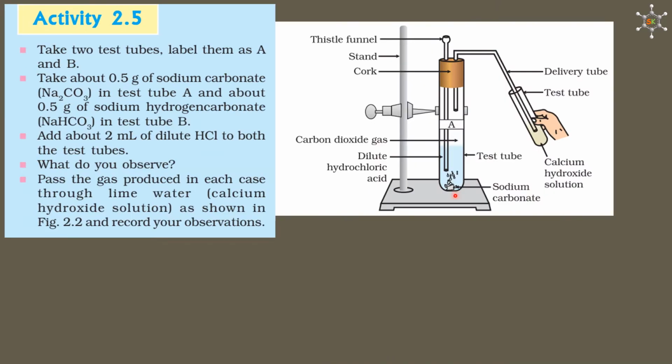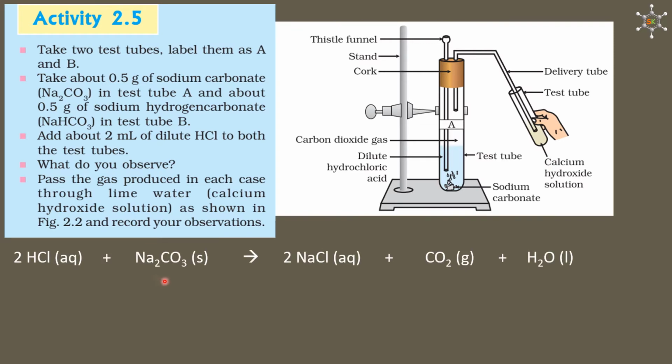In activity 2.5, we are supposed to take sodium carbonate and sodium hydrogen carbonate salt in 2 separate test tubes, and we are supposed to add dilute hydrochloric acid to both the test tubes. The released gas has to be passed through lime water, that is nothing but calcium hydroxide solution. The reaction between sodium carbonate and HCl gives sodium chloride salt solution, releases carbon dioxide gas and water liquid.